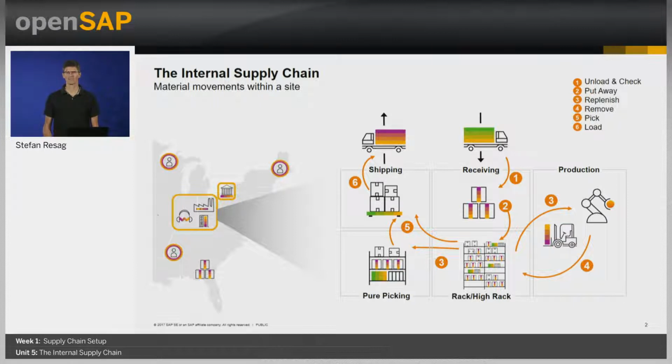Before the products are shipped to the customer, they need to be picked from the warehouse and loaded onto a truck, marked as step 5 and 6. There are other material movements needed not shown in the graphics, for example, to optimize space in a warehouse.